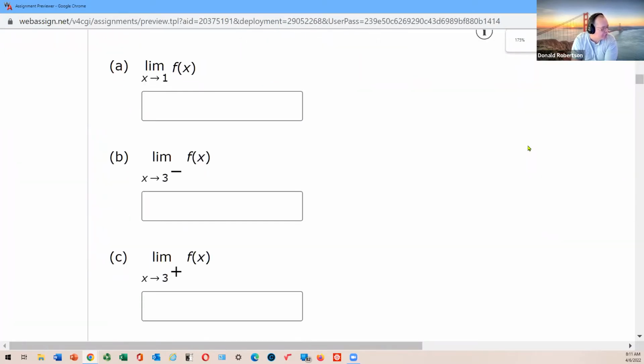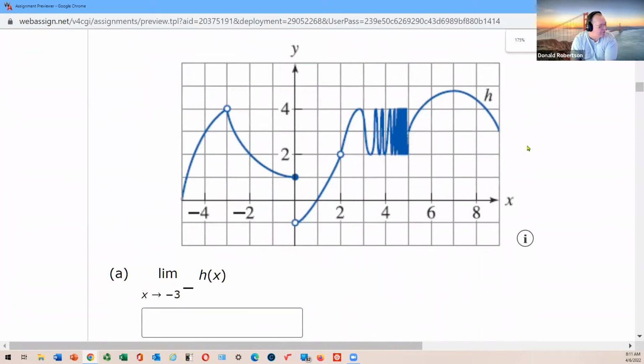That one's too similar to the one we've done. Ah, good. This one's got a lot going on. So let's try this one. What is the limit as x tends to -3? 4. Let's show it. There's -3. Would you agree that the two pieces are meeting together there, and that has a height of 4? So you're looking for the height, the y value.